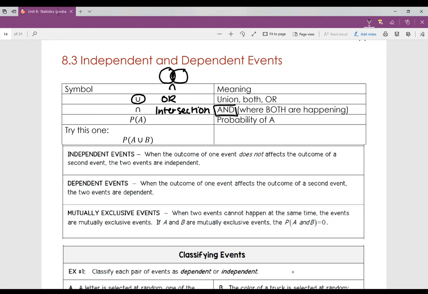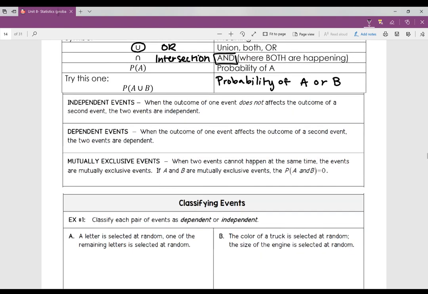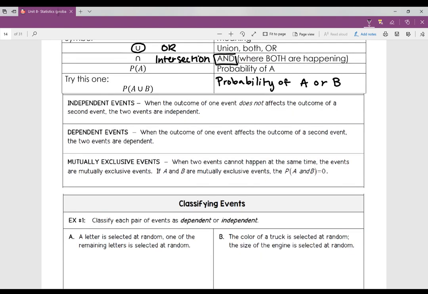Then the probability of A. So this one, if you want to try it now, this would be the probability of A or B. And obviously you could have the probability of A and B, with that intersection symbol. Okay, we're going to talk about these next things that are more important for today. That's just some symbols that you're going to be seeing on your homework tonight that I need you to be able to see. And I'll try to use them throughout this lesson so that you're more familiar with them.